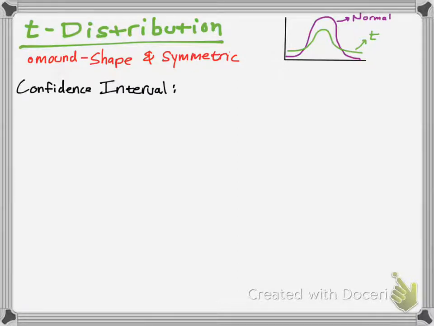Now when talking about the confidence intervals, which I had in the previous video, you would take the mean of the sample plus or minus your t alpha over 2 times your standard error, which is your standard deviation of the sample over the square root of your sample size. Now the difference between a normal distribution and a t-distribution is simply the t alpha over 2. For a normal distribution you would use z alpha over 2.